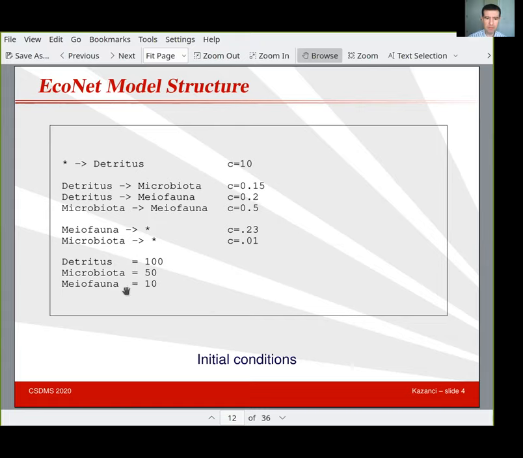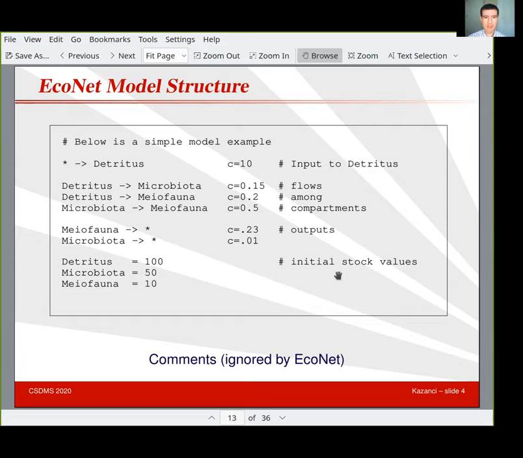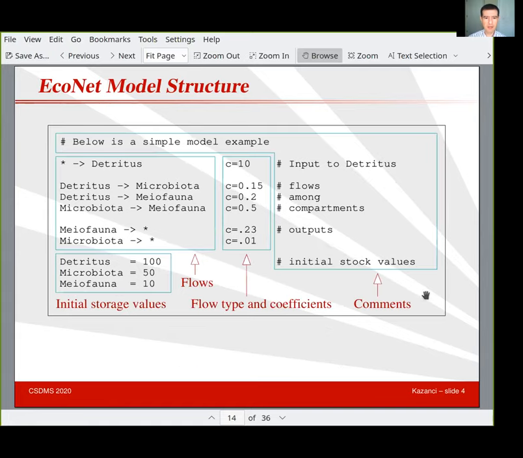Now, it's important that you have a space around the equal sign here, but actually, no space should be around the flow type. That's how Econet distinguishes flow types from initial conditions. And the rest is just comments. You can put comments around it starting with this square sign. And that's it. So these are the four parts that constitute an Econet model: comments, flow types and coefficients, flows, and initial conditions.